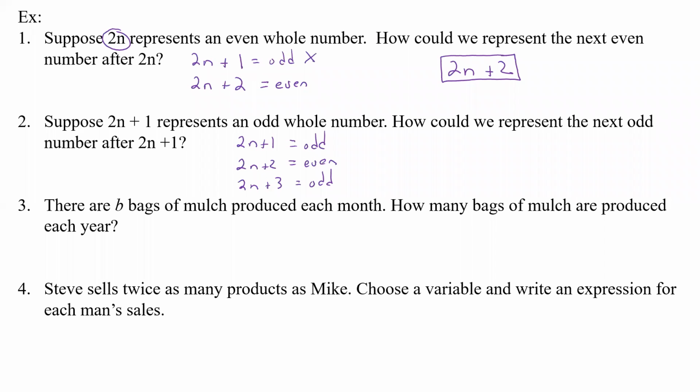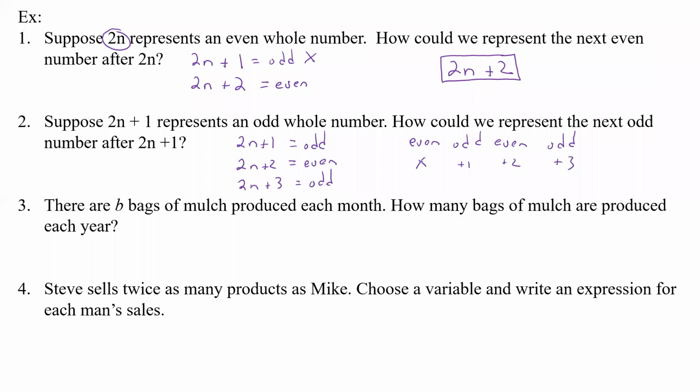And if you notice, we had 2n, and that was even. To get back to the next even, we had to add 2. And here we had 2n plus 1 is odd. We had to add 2 to get to the next odd, because if you think about it, it goes even, odd, even, odd. And so if you have 1 here, you have to add plus 1, plus 2, plus 3, add 2 to get to the next even.